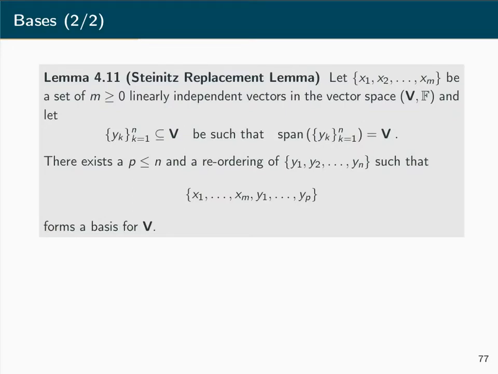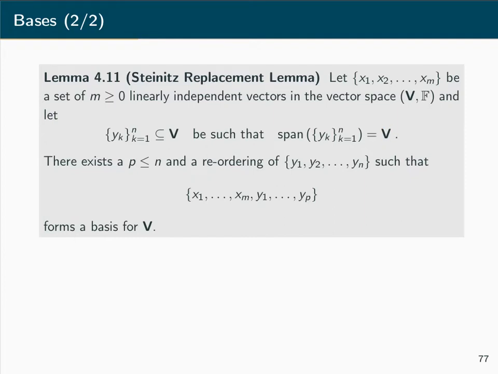Before getting to an answer to our questions in the next theorem, we need a preparatory lemma, and that's Lemma 4.11, which is also known as the Steinitz replacement lemma. The lemma assumes that we have two sets of vectors in a vector space V. The first set is a set of m vectors x, which are linearly independent, and the second set is a set of n vectors y, which are such that these vectors span the entire vector space V.